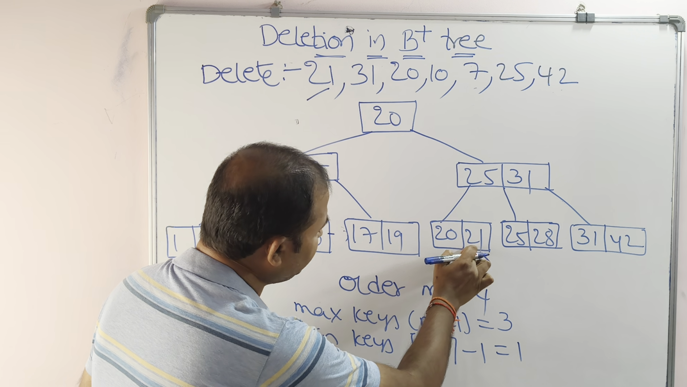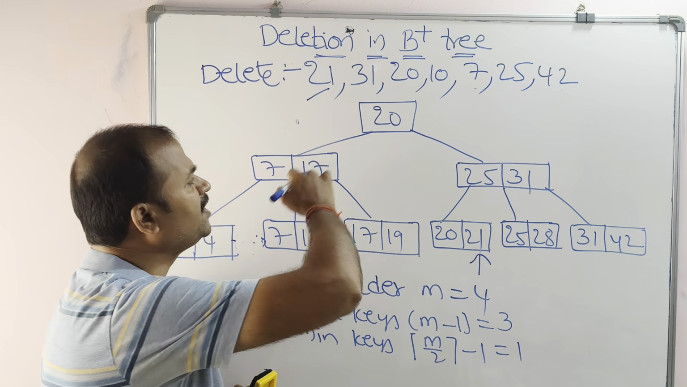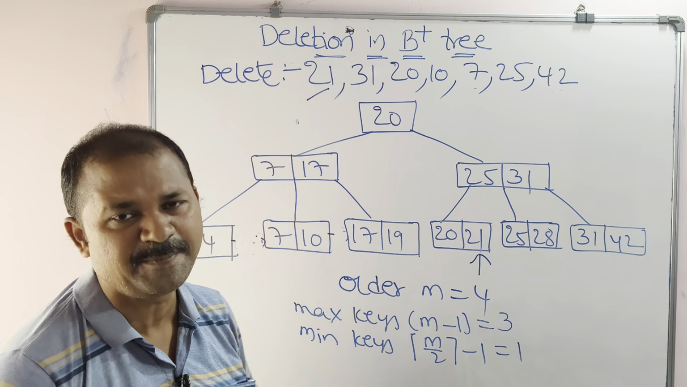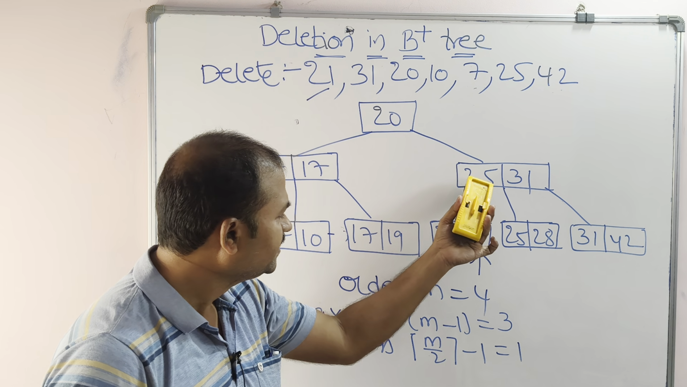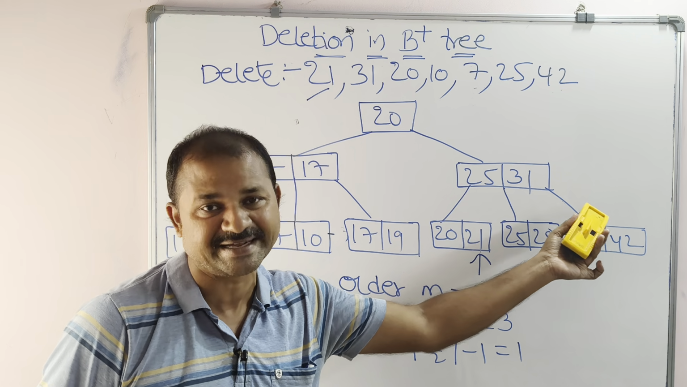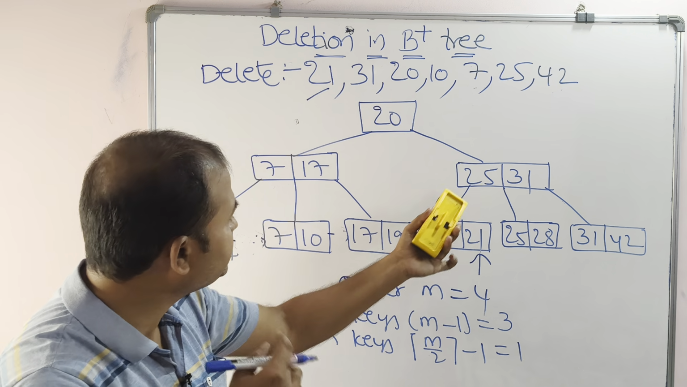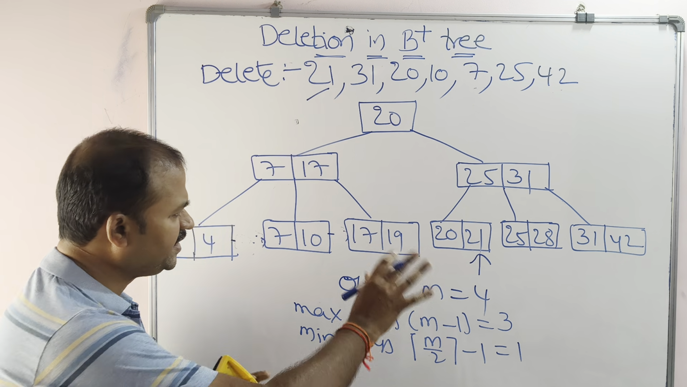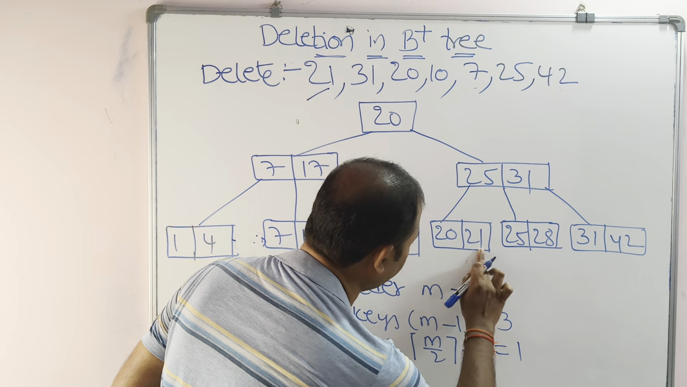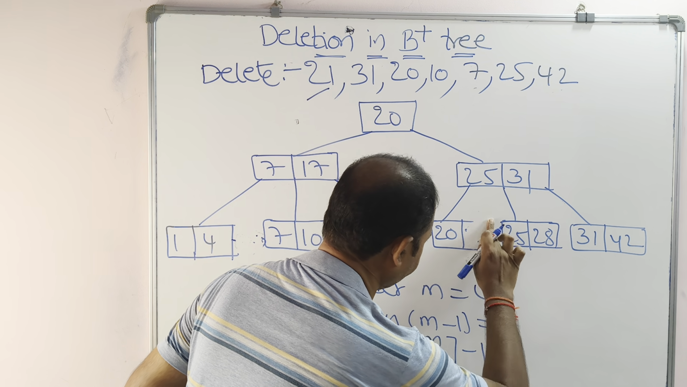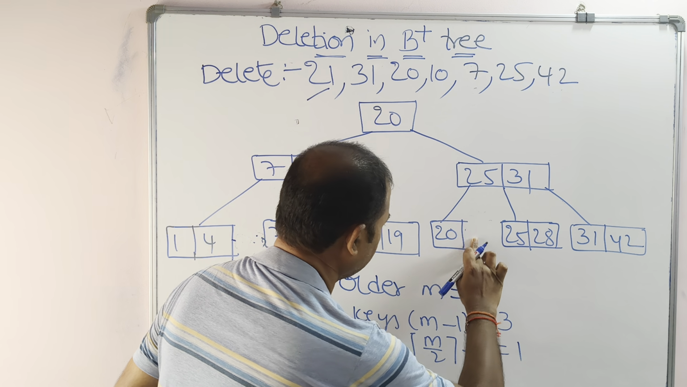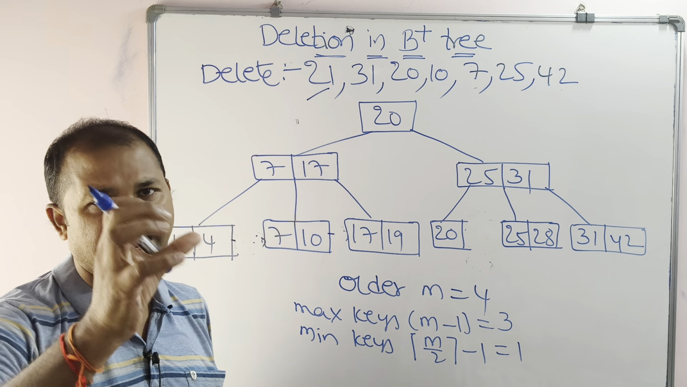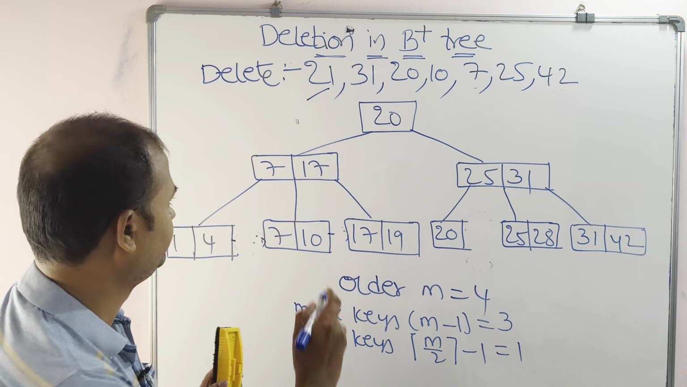Let us check whether 21 is present in internal nodes or not. Here these nodes are internal nodes. In B plus tree, in an internal node we have some pointers. Here there is no 21 in the internal node, so we can simply remove this 21 from this node. After deleting 21, this is the output. I am updating the output in the same diagram.